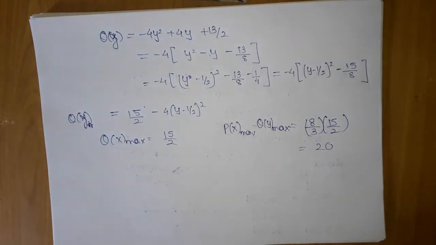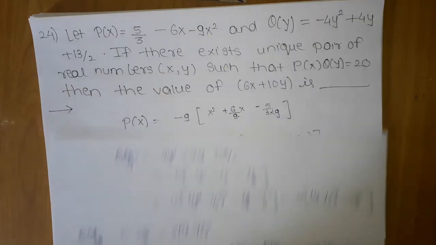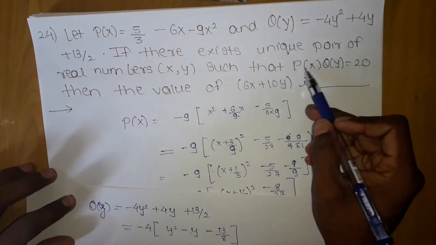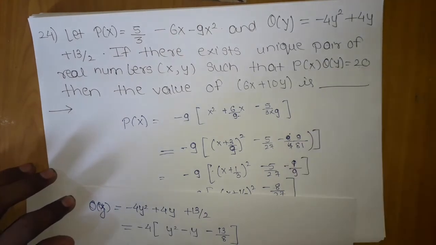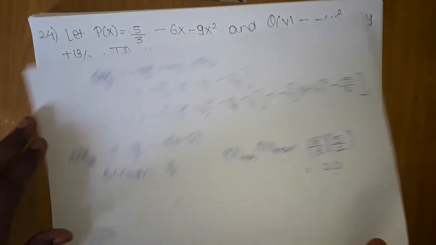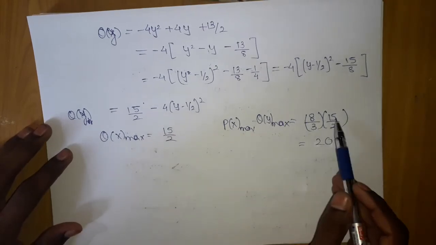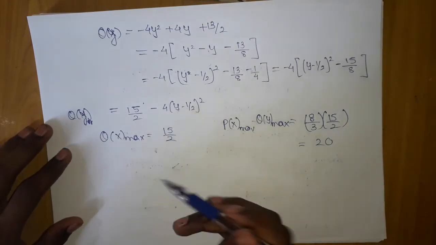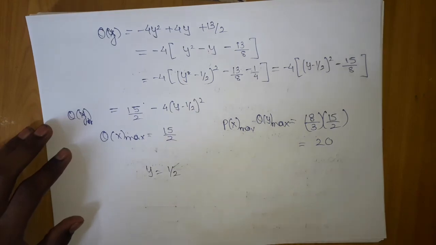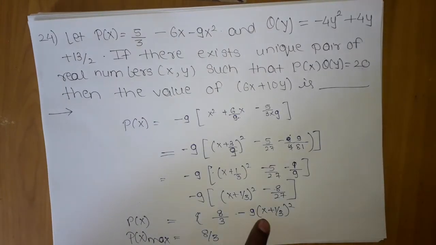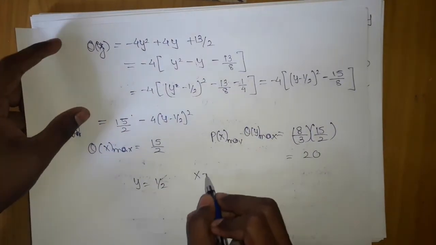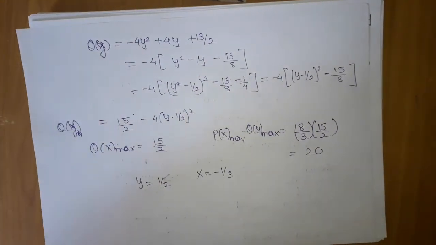Now, if you see the problem clearly, it was telling that p of x into q of y should be 20. As I told earlier, we were getting an idea of the maximum and minimum value concept. If it was minimum, we would have multiplied the minimum values. Now how will we find x and y? This value, 8 by 3 and 15 by 2, is attained when the square becomes 0, that is when y equals 1 by 2, and for the max value of p, x is minus 1 by 3. So we got x and y.